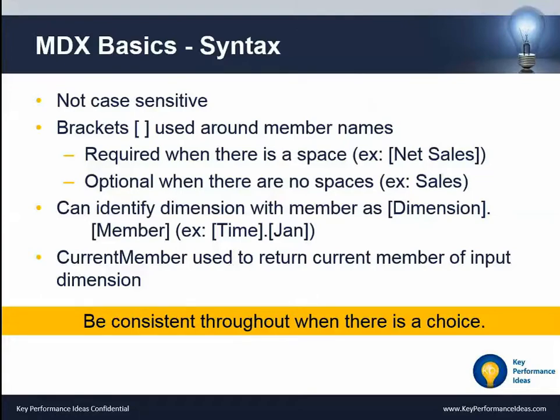If you do allow dimensions to reuse member names and aliases, then you would need to put the dimension dot the member name to make sure that it's pulling the right number. And then you can use current member to return whatever the current member is that you're on within the input dimension, and we'll show some examples of those. And just a general rule that I like to give is to be consistent throughout when you're writing your rules, to make it easier to read, and also to troubleshoot if something were to not be working properly.